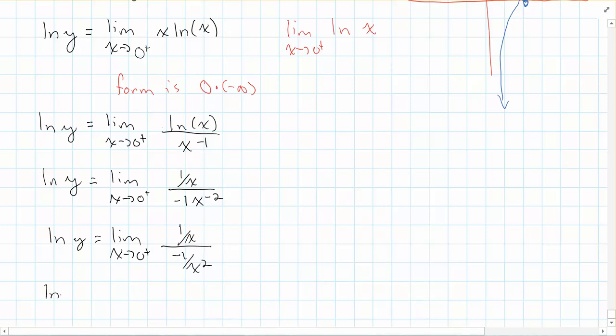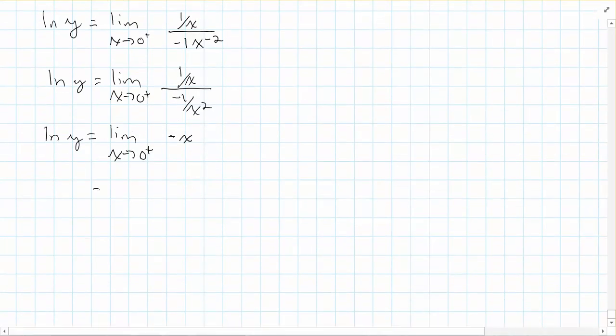So you get the natural log of y is equal to the limit as x approaches 0 from the right-hand side. And if we simplify this out, we would get negative x. Which, of course, evaluating that, we just get 0. So again, just like in the previous example, we wound up getting y is equal to e to the 0, which is 1. So the limit as x approaches 0 from the right-hand side of x to the x power is equal to 1.